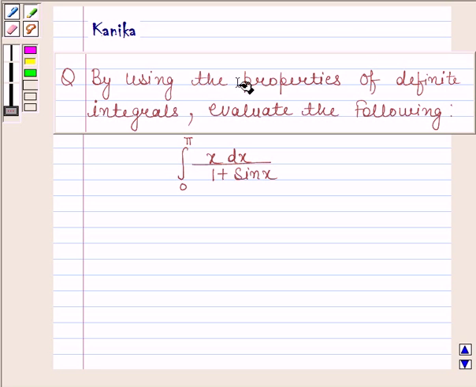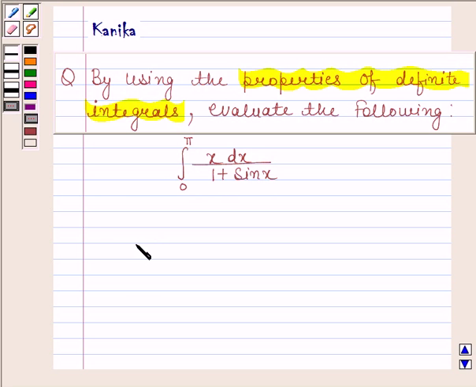The question says, by using the properties of definite integrals, evaluate the following: integral of x by 1 plus sin x from 0 to pi. Before solving this question, we should know that integral of f(x) from 0 to a is equal to integral of f(a minus x) from 0 to a. The knowledge of this property is the key idea in this question.